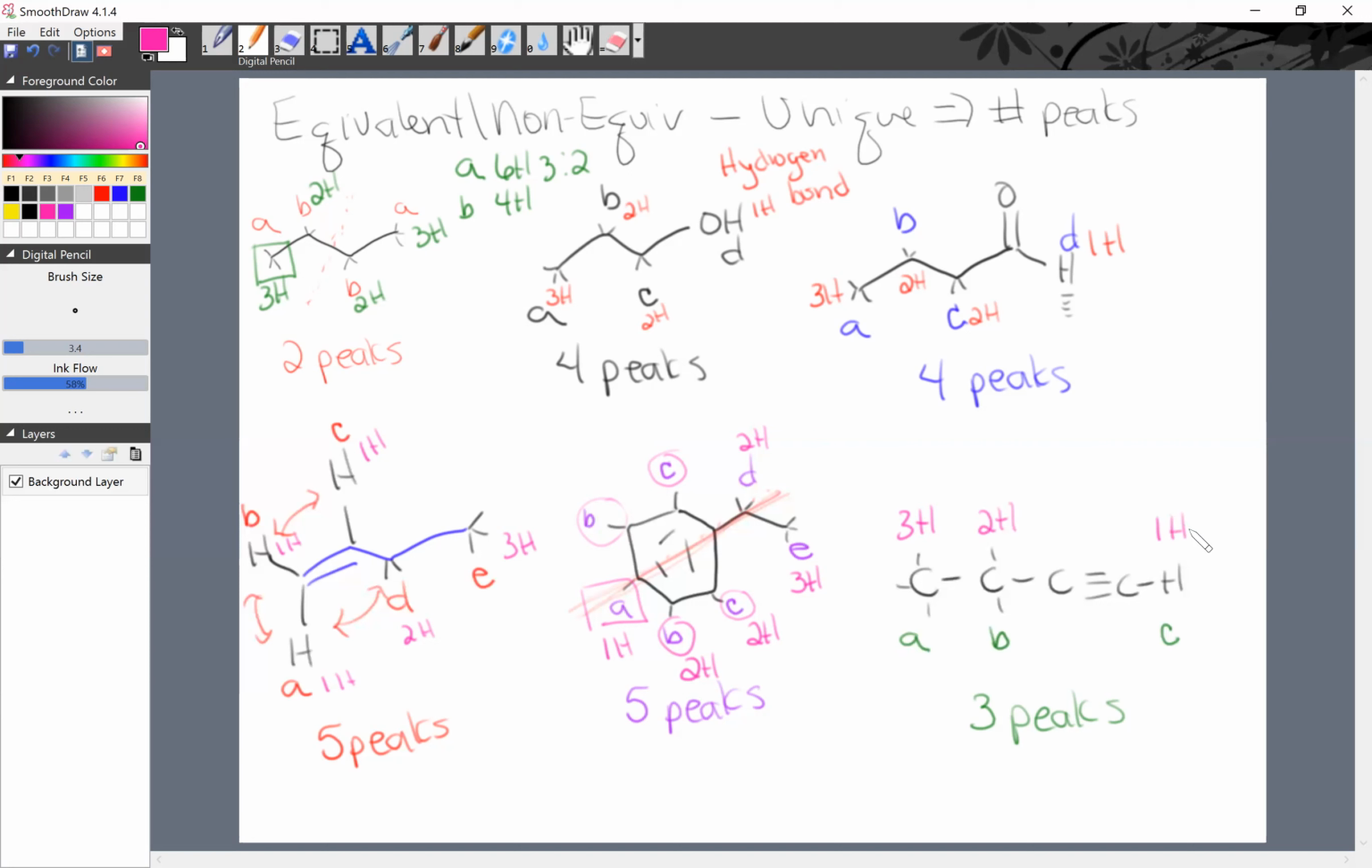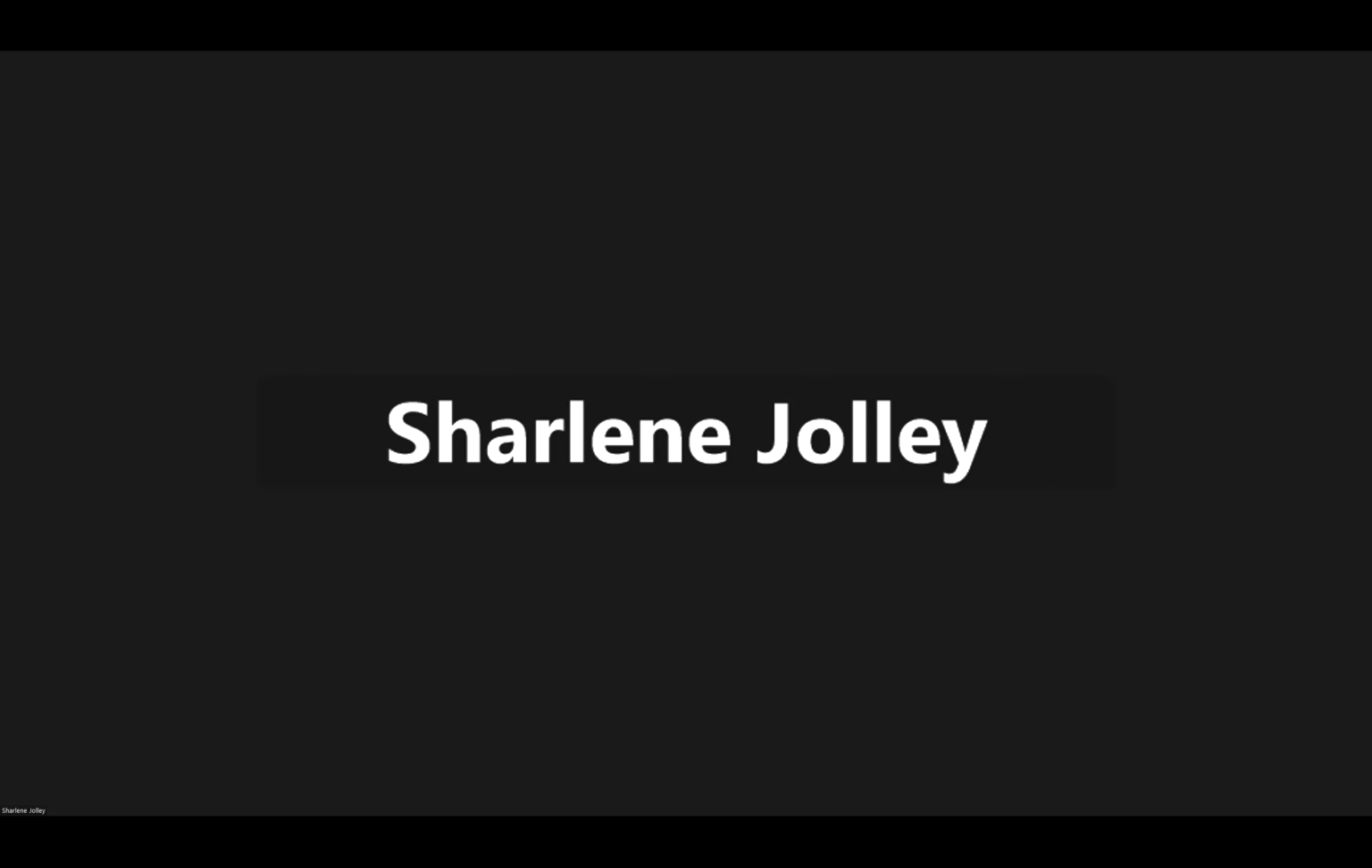So we have now 2 different pieces. We can determine how many peaks should appear in the spectra, how many unique hydrogens, and then we also know how tall those peaks should be. And I'm just going to go now to the handout just to show you that example.